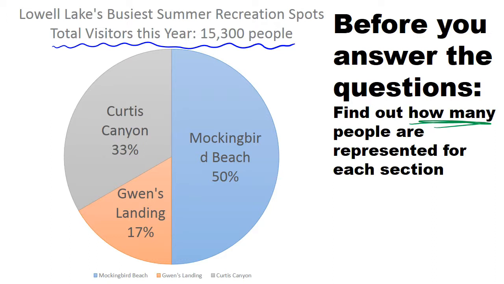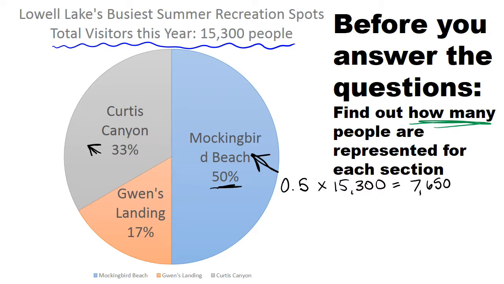And what we're going to do is we're going to start each section. So we're going to start at Mockingbird Beach. And this says 50% of the people visited Mockingbird Beach. So what we do is we make 50% into a decimal, so it's 0.5 times 15,300, and you hit equals. For Mockingbird Beach, that represents 7,650 people.